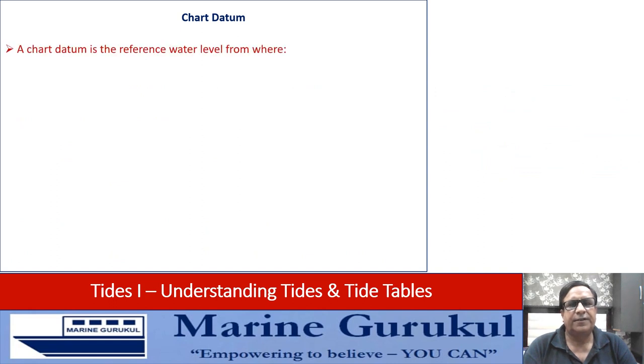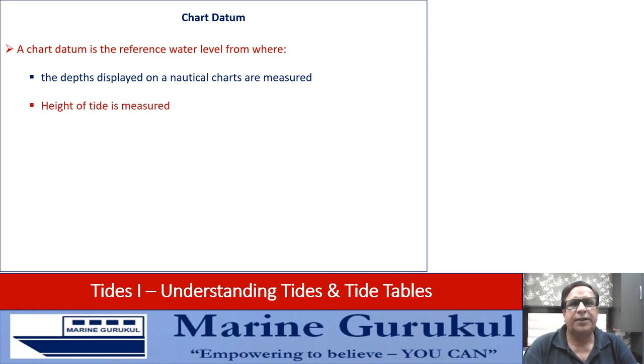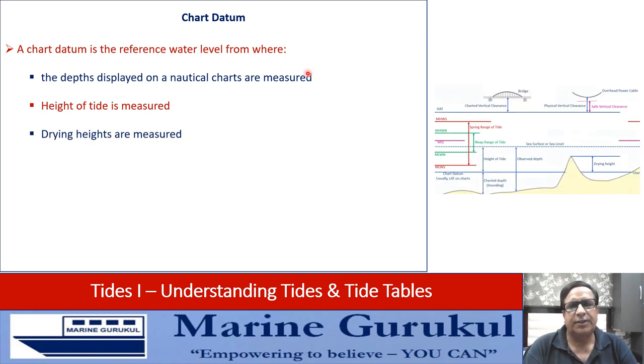Chart datum is the reference water level from where the depths displayed on a nautical chart are measured, height of tide is measured, and the drying heights are measured. You can see in this diagram, here we have the chart datum, which is the same as LAT, from where the depth of the seabed is measured and is the charted depth, where the height of tide up to the current water level is measured, and so are the drying heights. We shall learn a little more about these in a while from now.